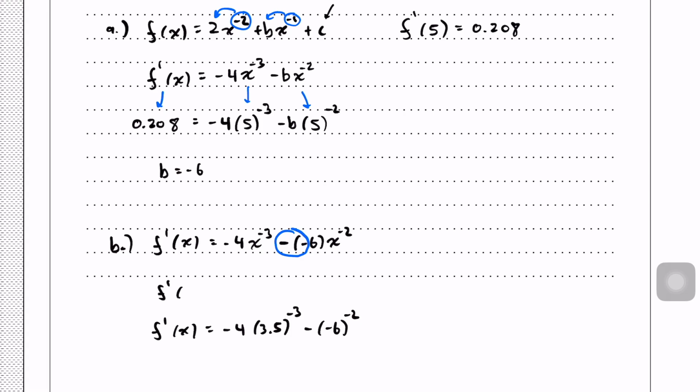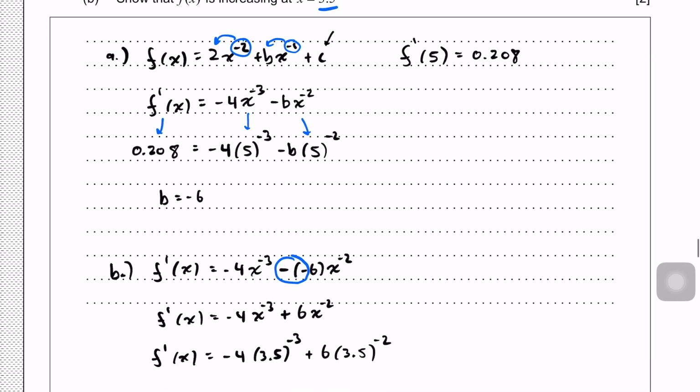F prime of x is equal to -4x to the -3. Negative now suddenly becomes +6x to the -2. That's a little better. Continue to clean this up here. -4, and then x itself is equal to 3.5, plus 6, and then let's put in that 3.5 there as well. Okay, so just to kind of review what we did, here's our derivative.